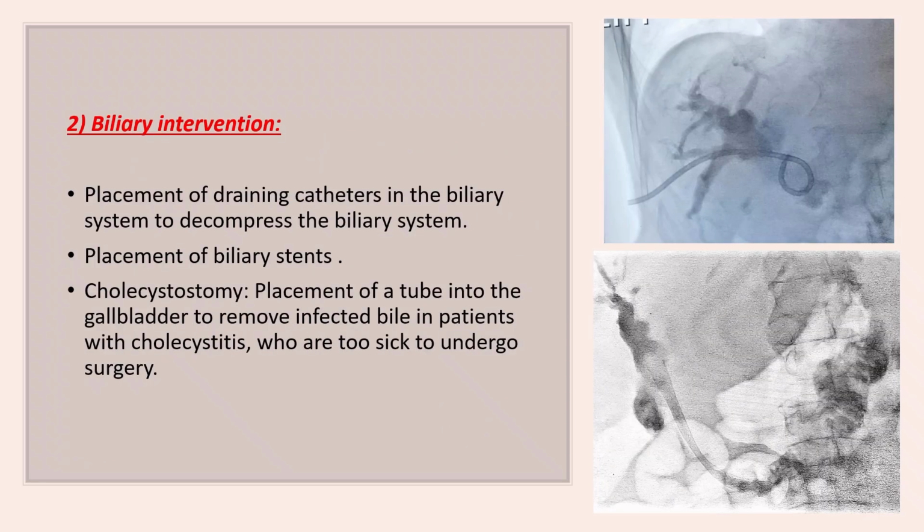After the vascular procedures, we can go for the biliary interventions, like placement of draining catheters in the biliary system to decompress the occluded biliary system, and placement of a biliary stent, like in this case of pancreatic cancer, where the stent is placed within the common bile duct reaching the duodenum to bypass the obstruction. Cholecystostomy is usually performed under ultrasound guidance, where we place a pigtail catheter into the gallbladder to remove the infected bile.